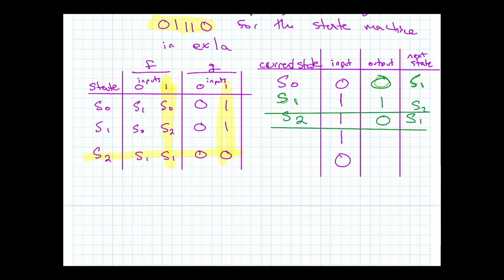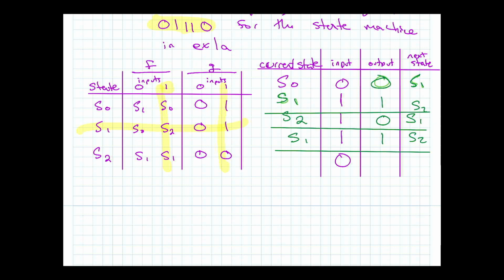So you take that, bring it down here, S1. Now you're in S1 and your input is 1, which is a row we've already seen before, but we'll do it again. If you're in S1 and the input is 1, you go to S2. S1 and 1 give you a 1 for the output, so that's a 1.